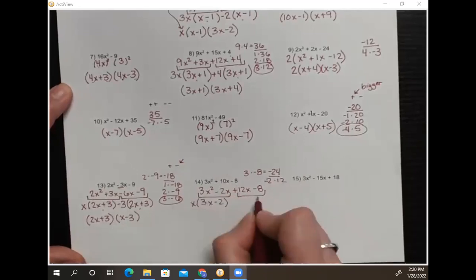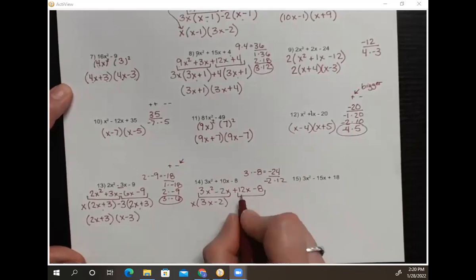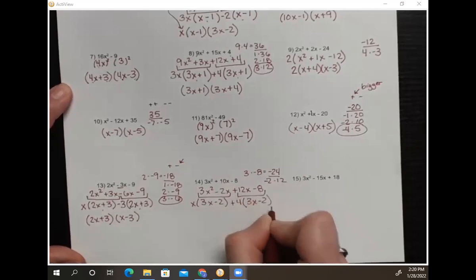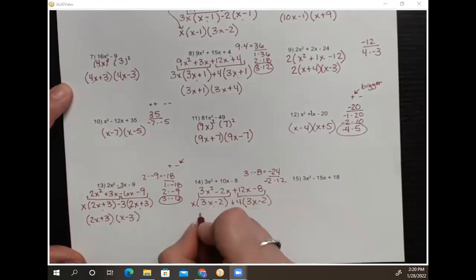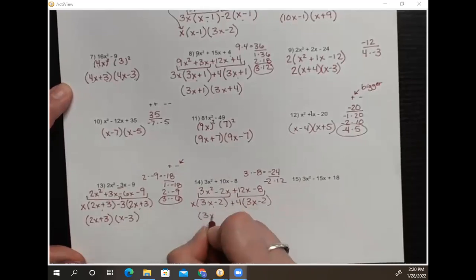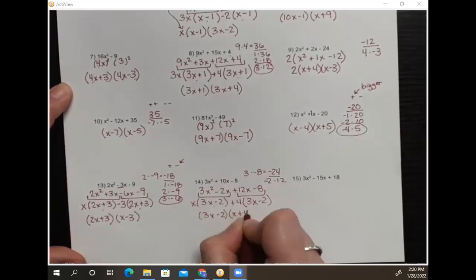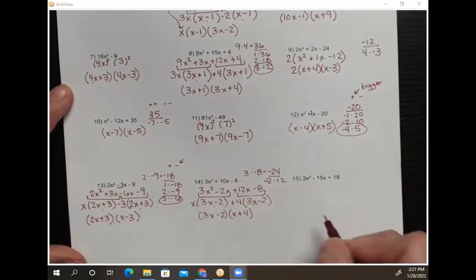For my second group, the GCF here would be 4. Divide both these numbers by 4. 12x divide out 4 leaves me with 3x. -8 divided by 4 is -2. My stuff in parentheses is the same, so I have 3x minus 2 and then x plus 4. There's my factored form. Finally, for number 15, again, I want to start, like always, by looking for a common factor among all my terms.